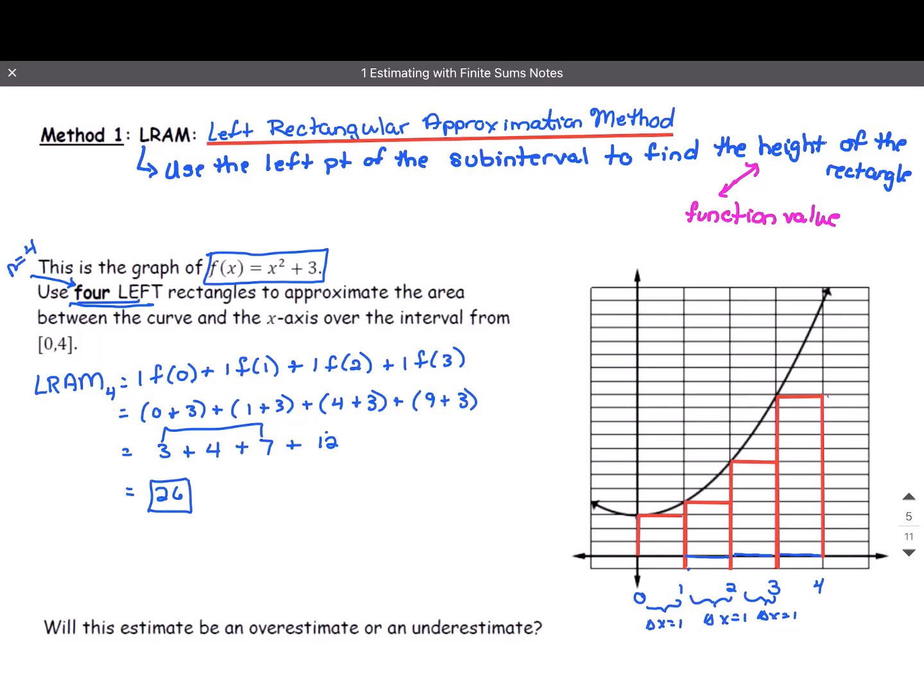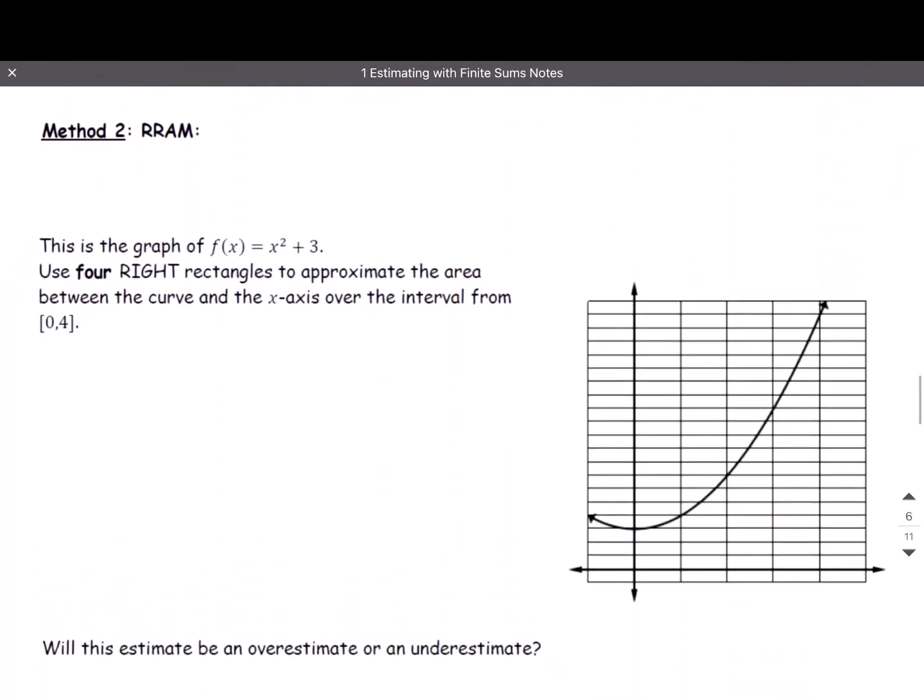Now, is this a great approximation? You can see all of this area we didn't count, and all of this area above the rectangle but below the curve that we didn't count, and all of this area, and all of this area. So this is an underestimate of the actual area. This time it's an underestimate. Does not mean it will always be. We'll talk about when it will and when it won't a little later. One thing at a time. Let's try the next method.